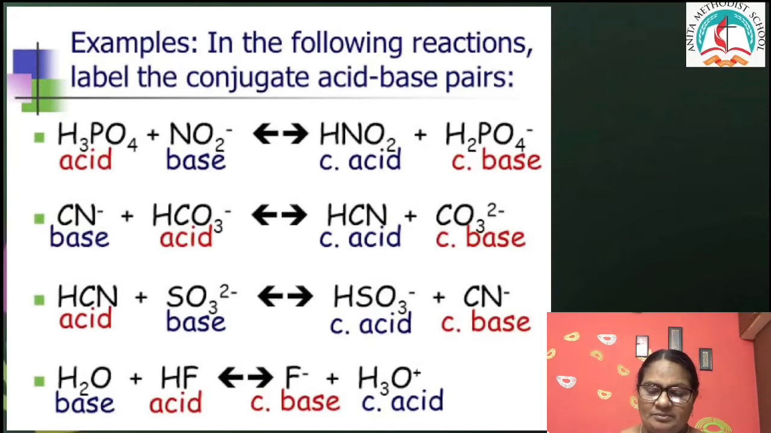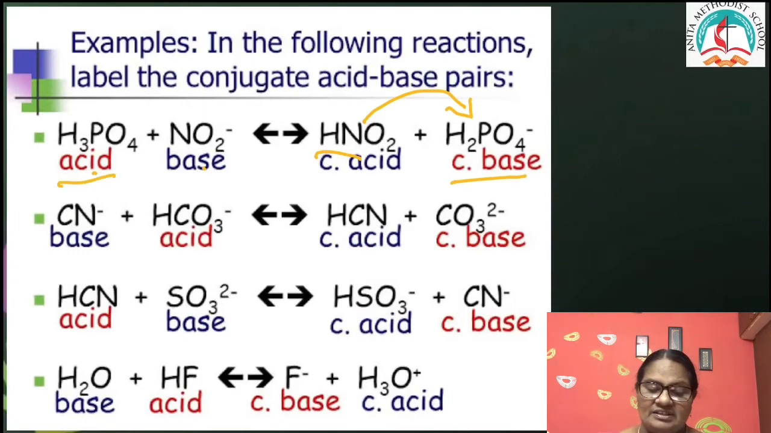The first one, phosphoric acid and NO2 minus. In this case, phosphoric acid donates a proton to NO2 minus. Therefore, that is the acid and this is the base. When I come to the product side, nitrous acid HNO2 donates a proton to H2PO4 minus. So this is the base and this is the acid. So as we saw now, H2PO4 minus is a conjugate base of H3PO4.